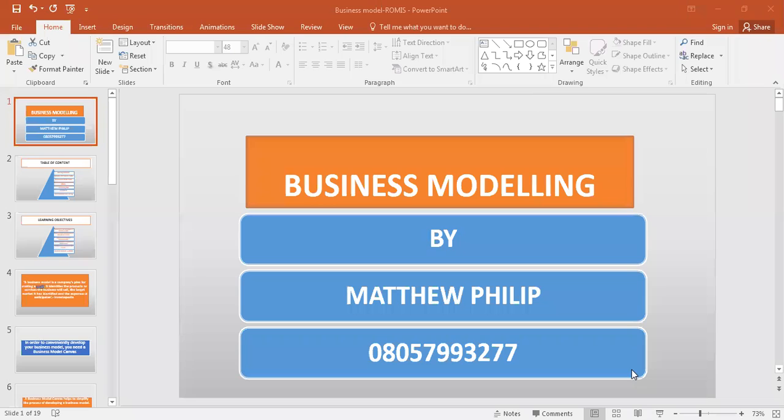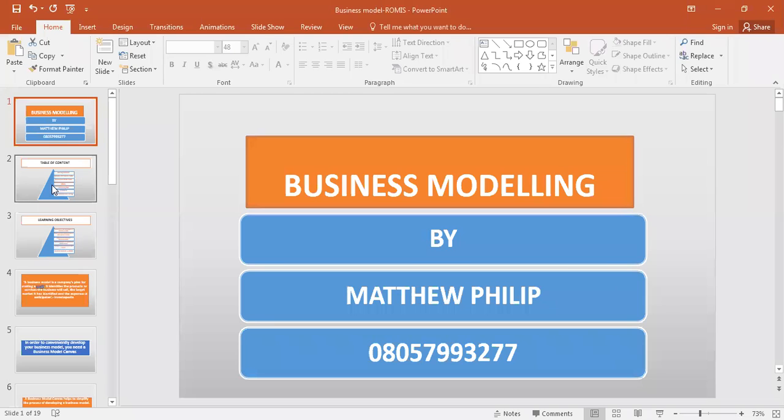All right, now let's quickly move to the last module for today. Okay, we are looking at business modeling. Can you see my screen? If you can see my screen, say yes. Yes, I can see your screen. Okay, thank you so much.